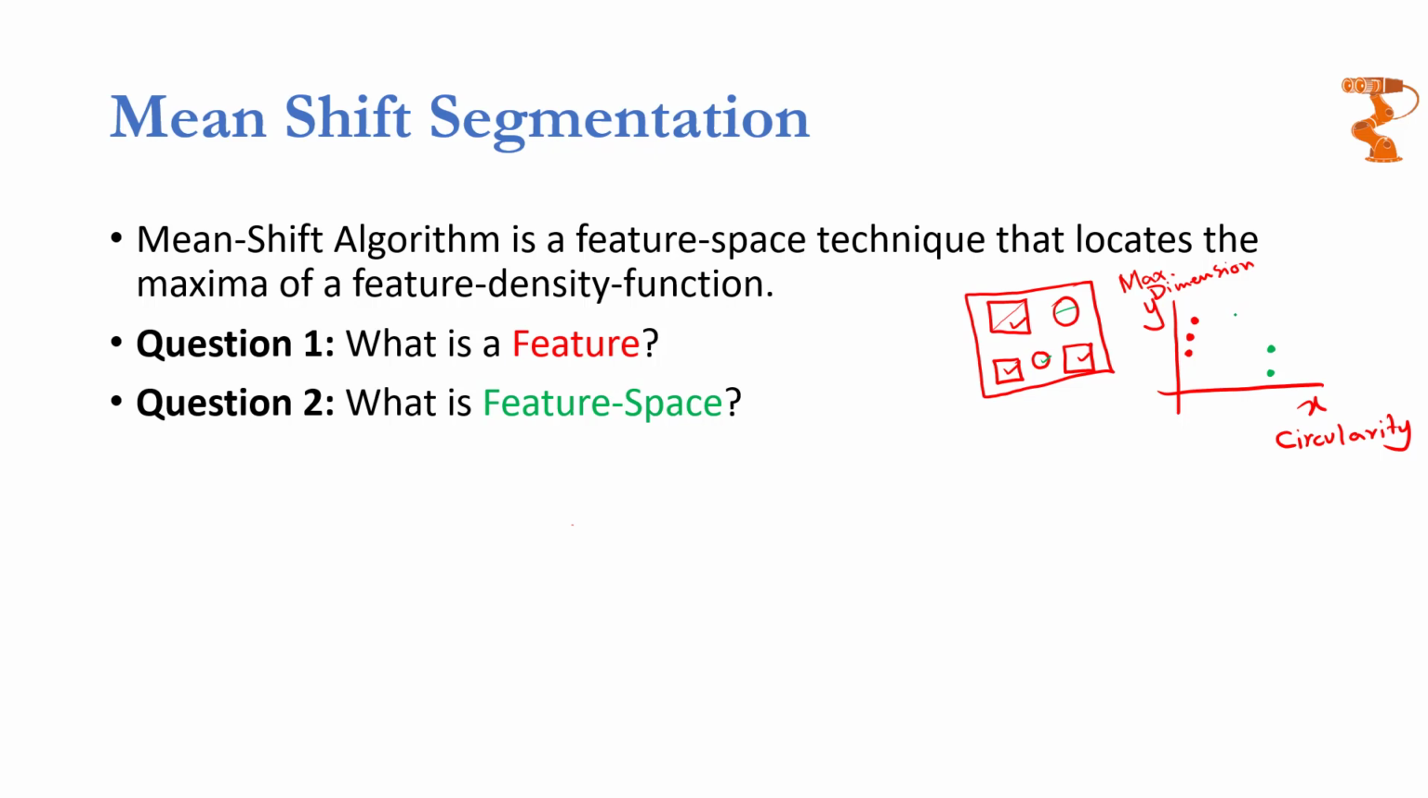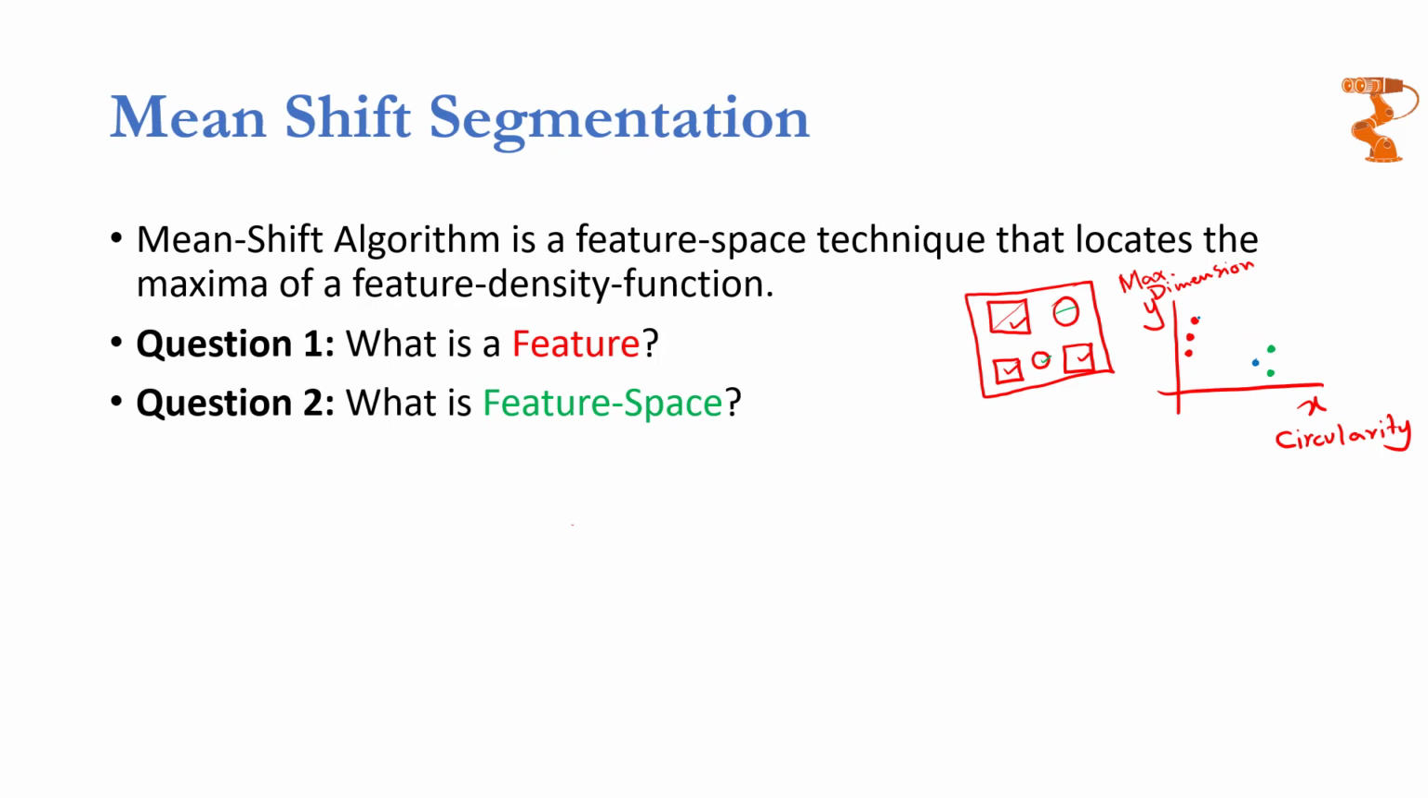What if you get a new unknown object? What do you need to do? You need to measure the maximum dimension of it and the circularity of it, and you need to plot its point somewhere on this feature space. So for example, the new object which you got corresponded to this dot somewhere over here.